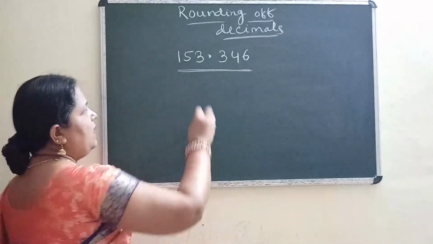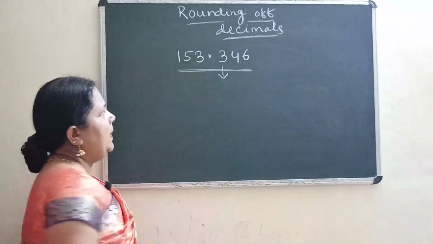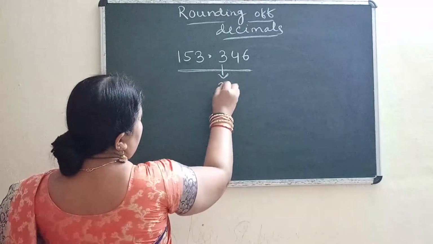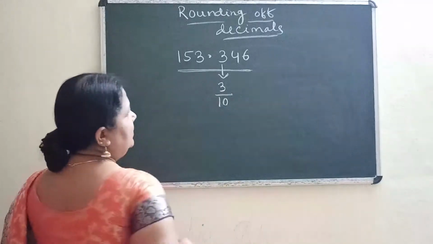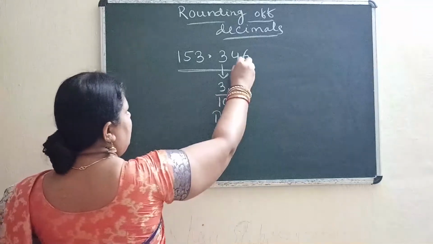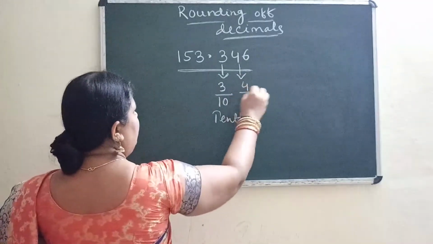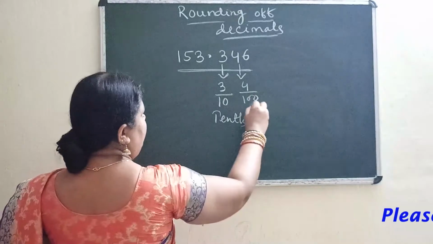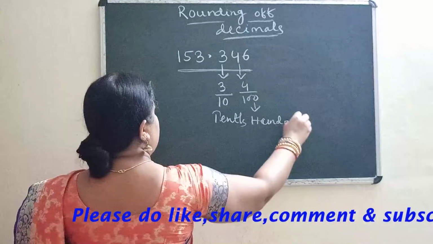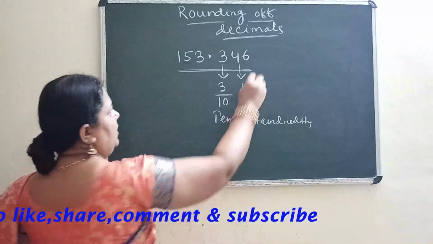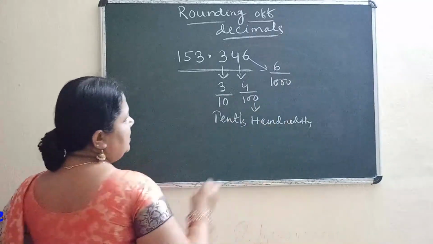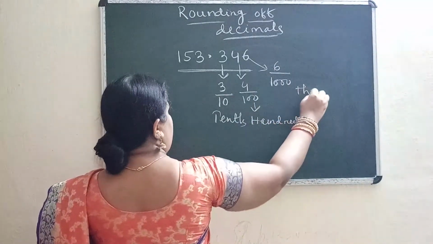So what is the place value of this 3? Do you remember? The place value of 3 is 3 by 10. Means this is your tenths place. What is the place value of 4? 4 by 100. Means the place is hundredths. Right? Place value of 6? 6 upon 1000. Means the place value is thousandths.